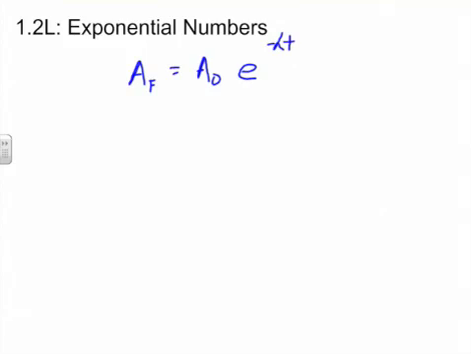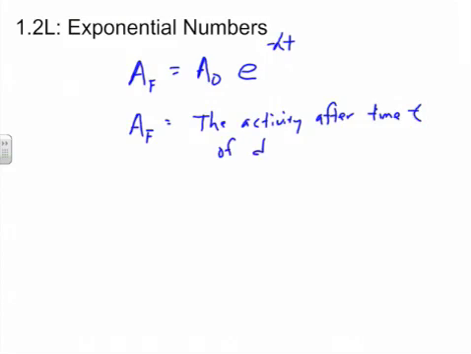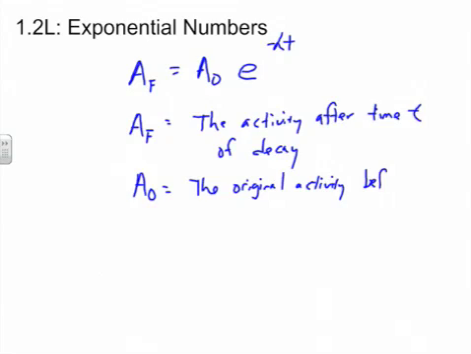Where activity final is the activity after time t of decay. Activity initial is the original or initial activity before the time that we're considering of decay, before time t of decay.